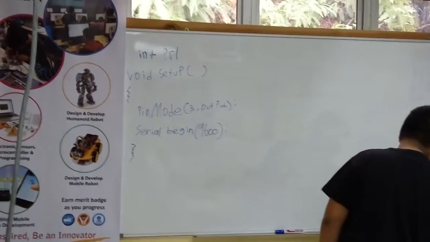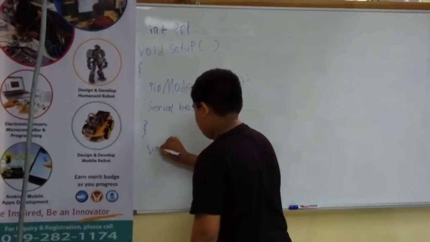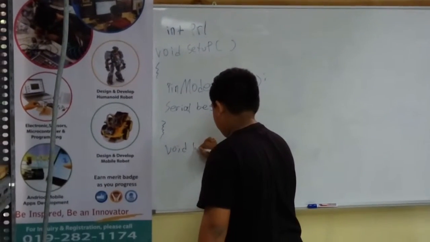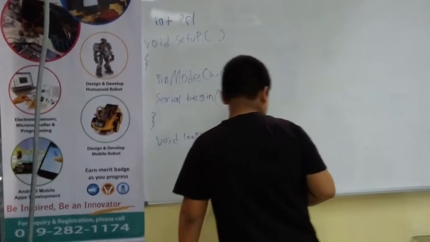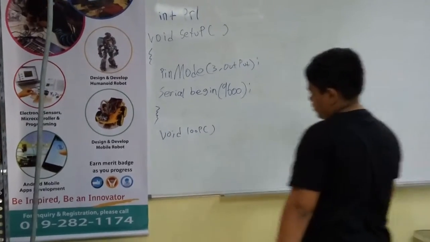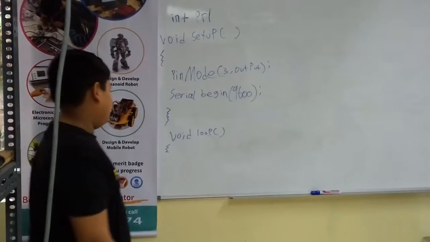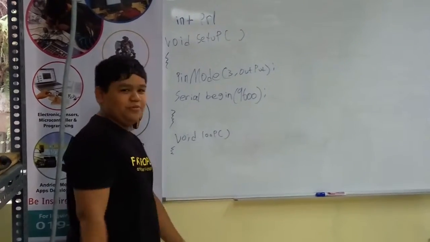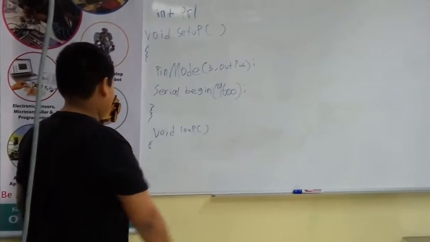Then you go to your void loop. You must put in the resistor value of the brightness.